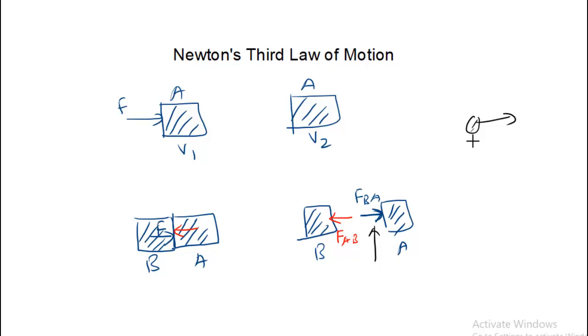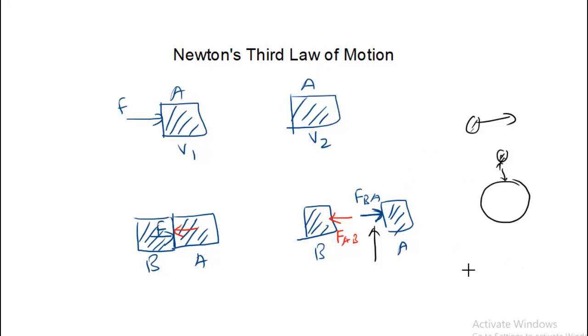There are many other situations. If the earth is attracting any other body towards it, in fact the earth is also pulled by that small object, though we cannot experience this because the mass of the earth is too large. Another situation: when you walk on the road, you push on the road and the road also pushes you, and due to that you move ahead. So these are some examples.